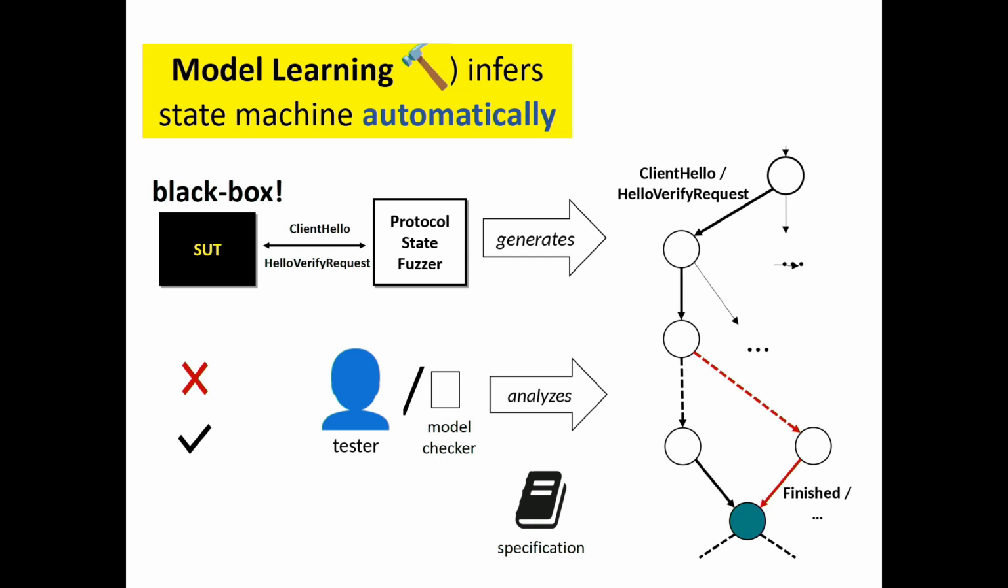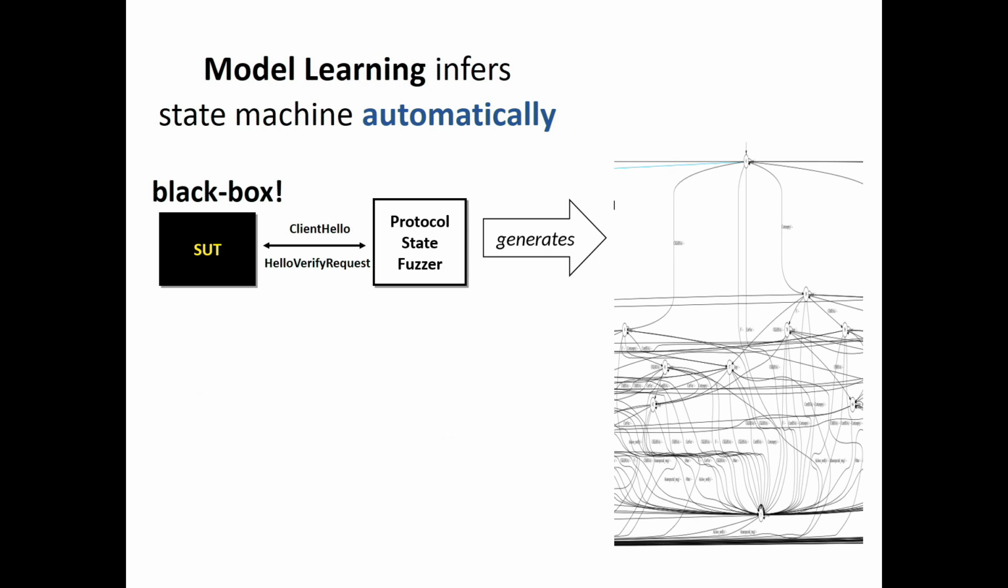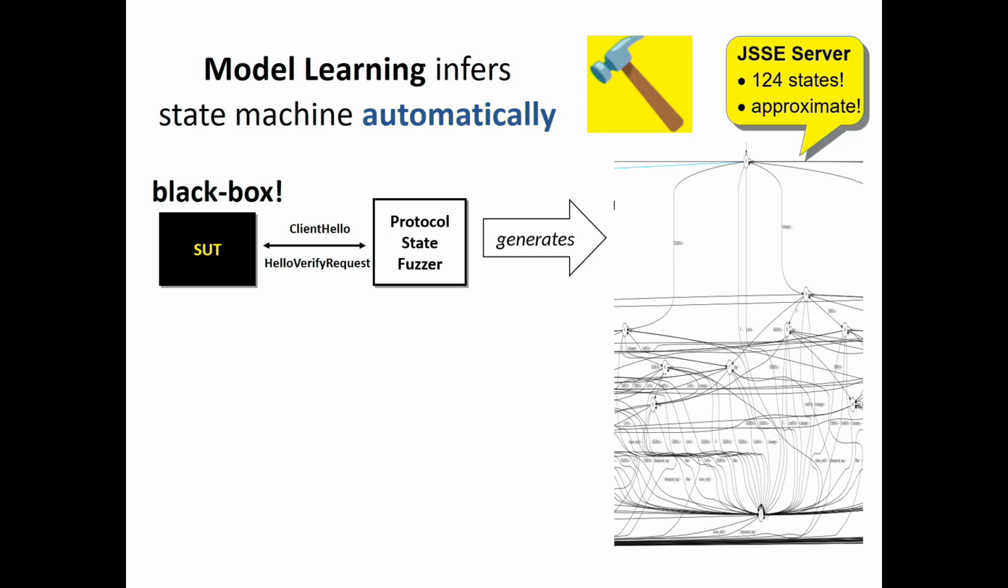Now, this is in theory. In practice, it's actually quite hairy, because the models that you get when you try to use model learning are quite big. For example, in analyzing the Java server, we got an approximate model of 124 states. And there are two problems here. The one is the number. The second thing is that this model that we learn is approximate. This is a general feature of many of these model learning techniques.